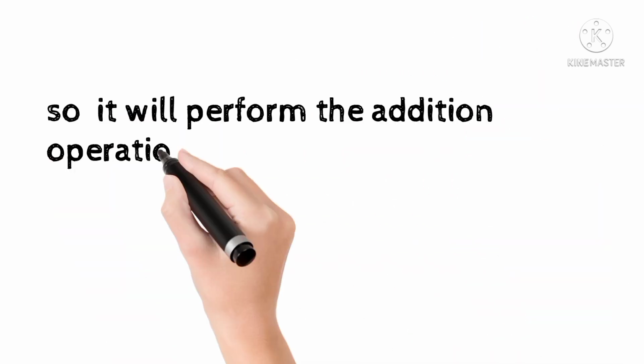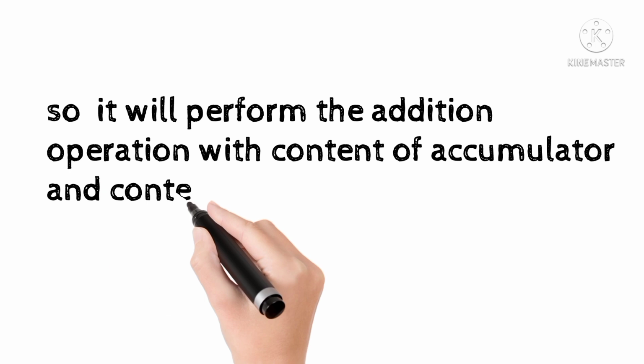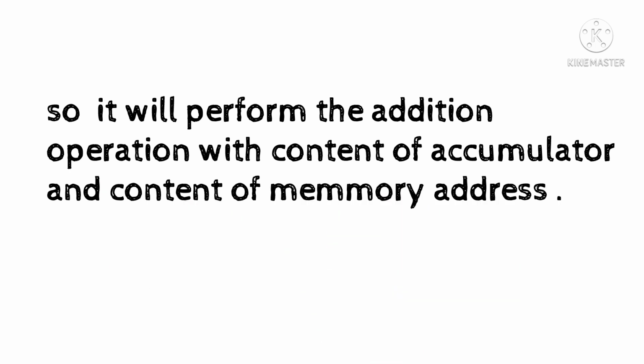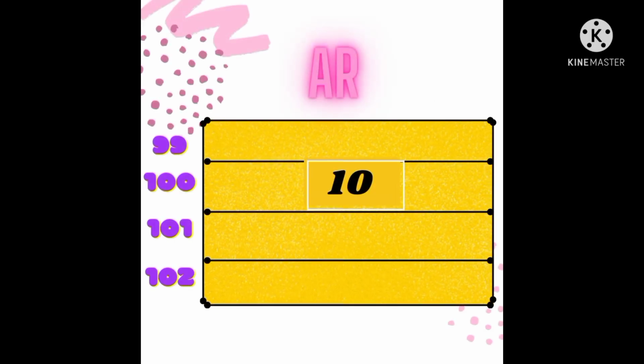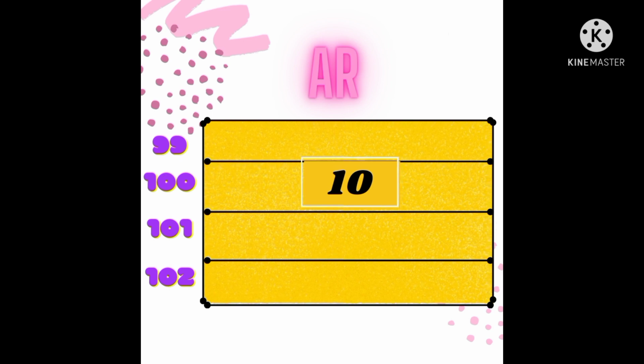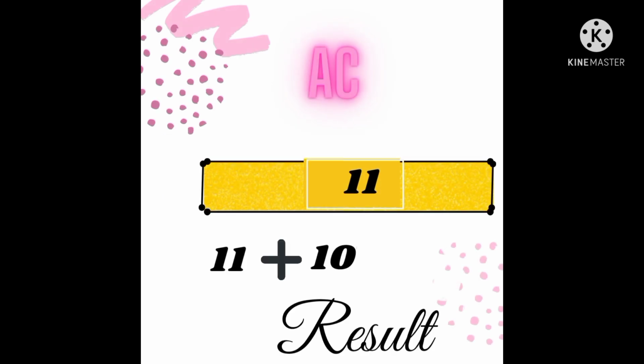So we will directly move to the address given, fetch the content, and that content will be added with the content of the accumulator. So if the address indicated by XXX is 100, then it will go directly to the 100th location and fetch the content at the 100th location. That is, if the value 10 is fetched, it will be added with the content of the accumulator. For example, if the content of the accumulator is 11, then 11 plus 10 will be performed and the result will be stored back to the accumulator.